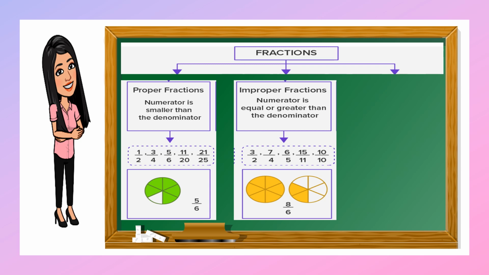Okay? So, we have here 3 halves, 7/4, 6/5, 15/11, 10/10. And the picture shown, 8/6. Okay, so the examples that we have are all improper fractions because the numerator is greater than the denominator, and 10/10 is equal to its denominator.